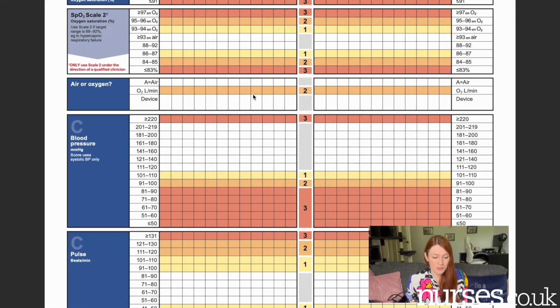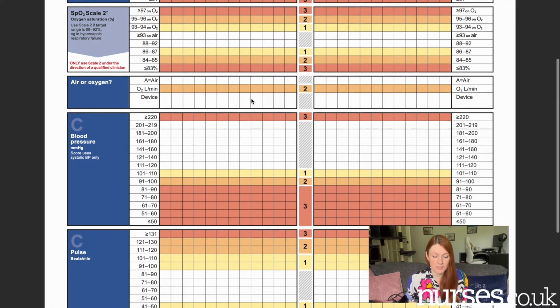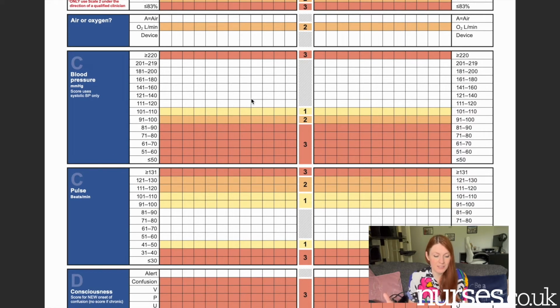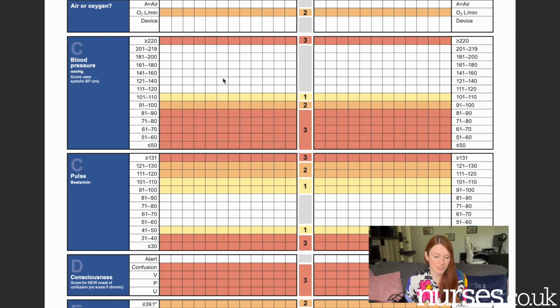And then again, this one, air or oxygen, like I was saying, are they on oxygen? They're going to score more for oxygen because it's more risky. Or are they on air? They're on air. They can breathe normally, their oxygen levels are good, we haven't got a problem with the lungs and circulation in that sort of sense. And then we've got blood pressure.